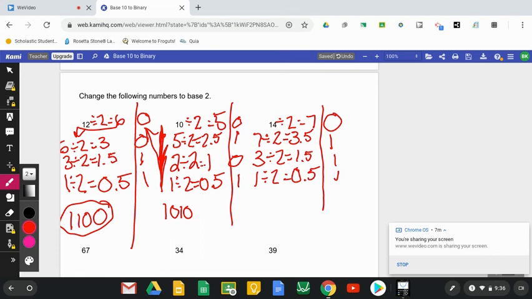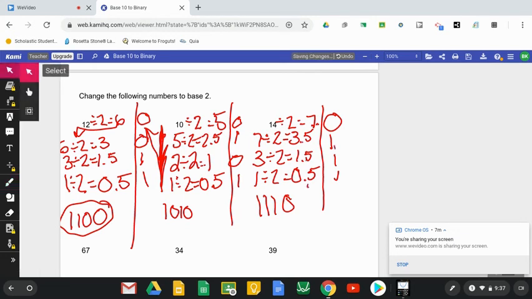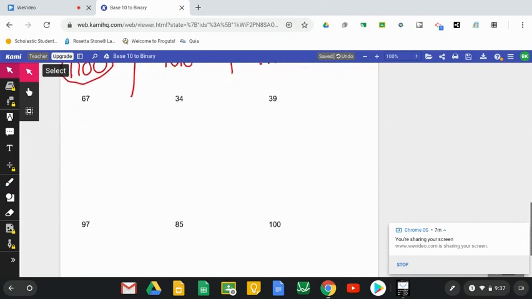Now type in, what's the answer to this? You should have told me 1, 1, 1, 0. Now remember, to recap, see that 7? I wrote a 0 here because there's no decimal. See all these 0.5s? There's a 1 next to them because there is a decimal.